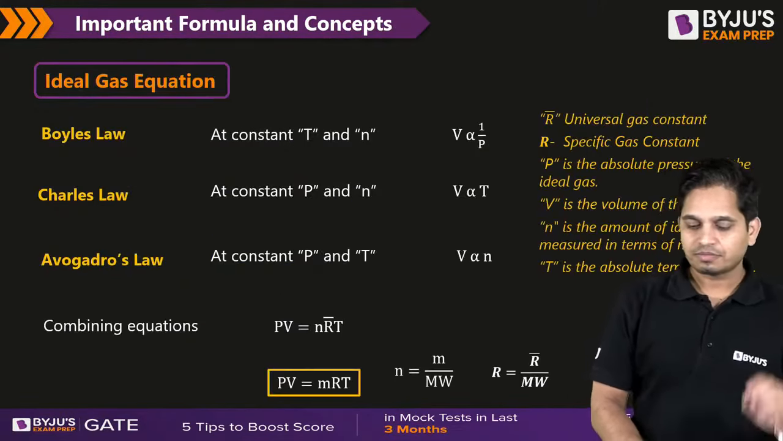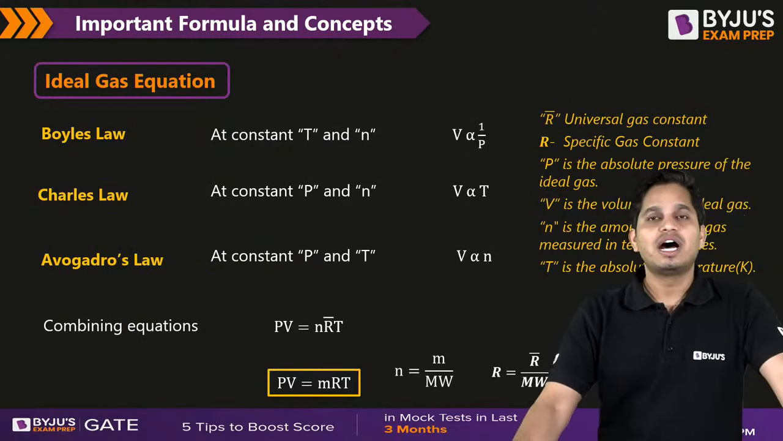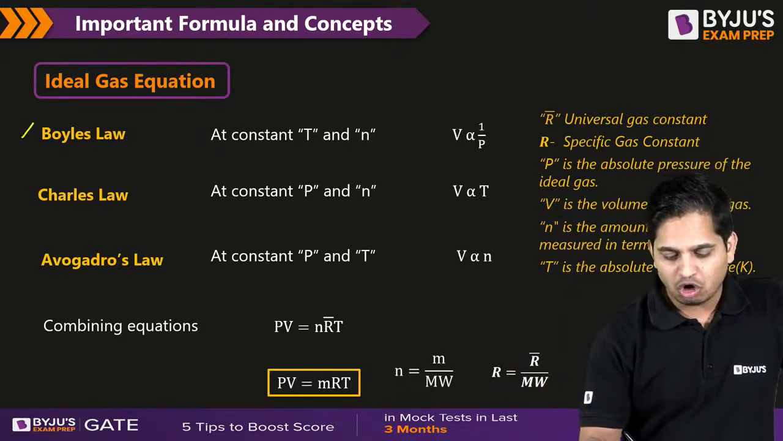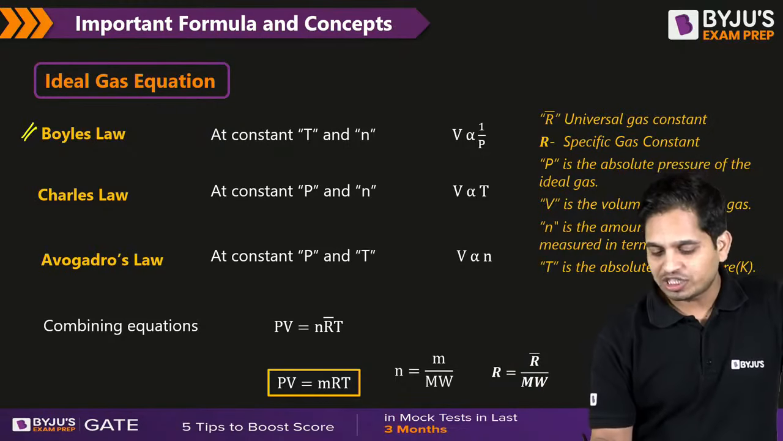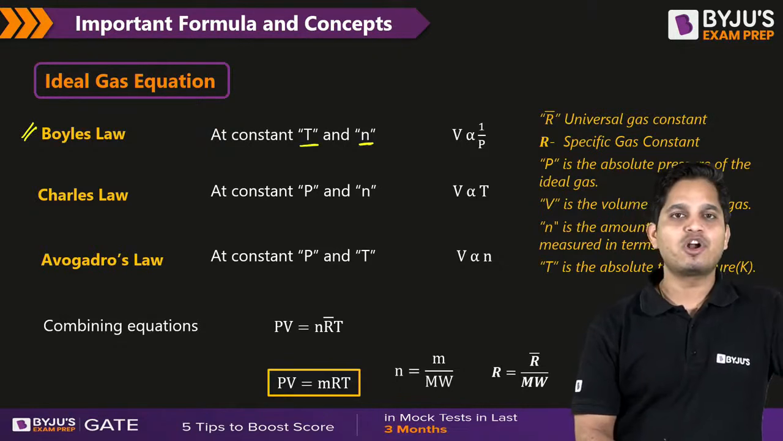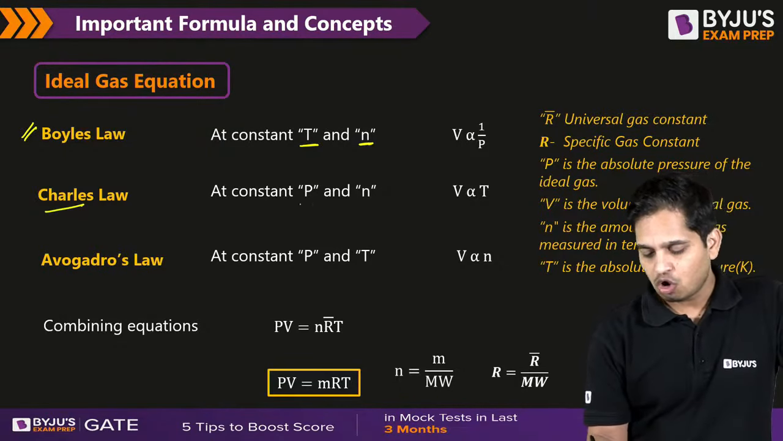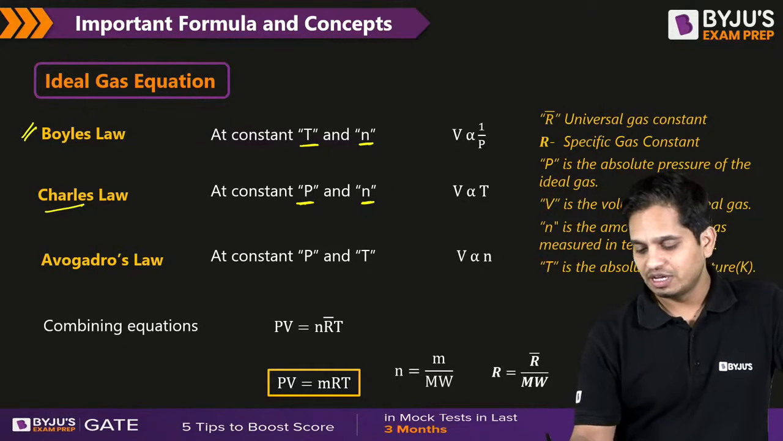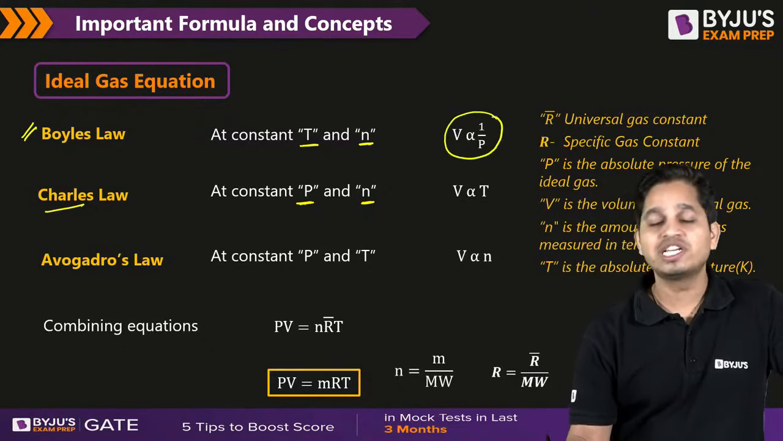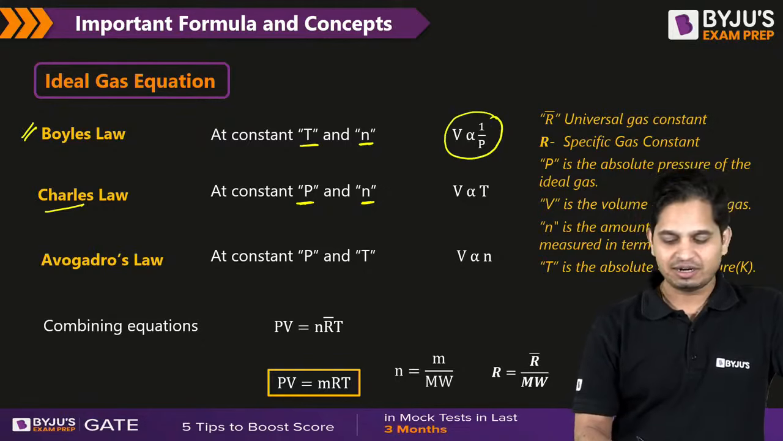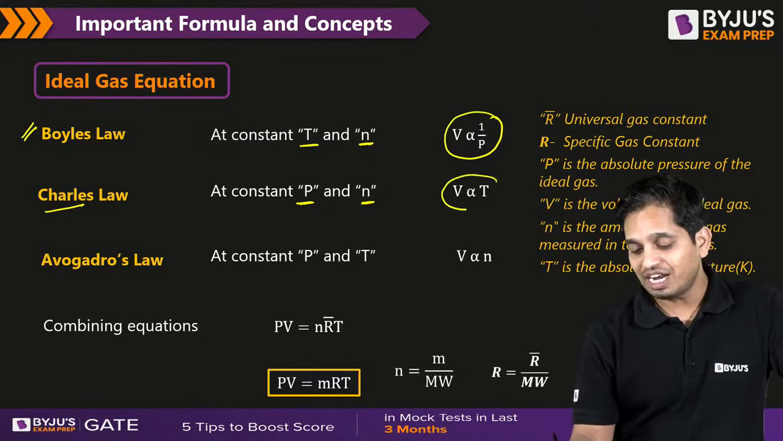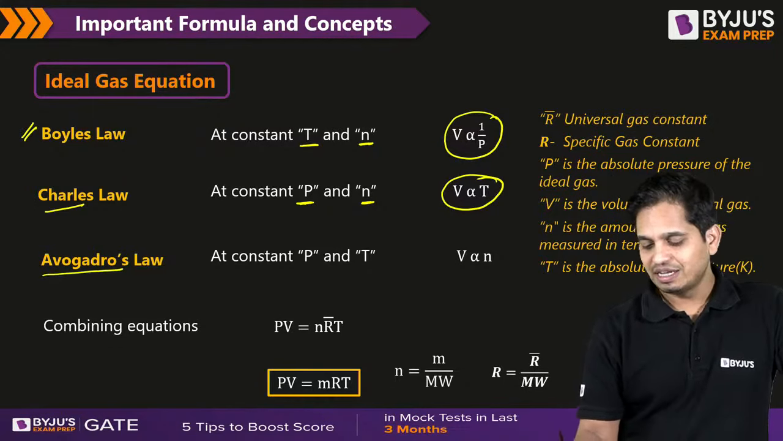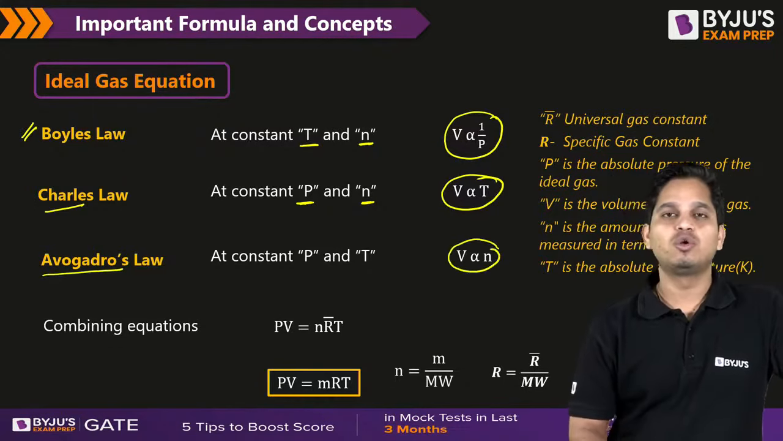Let's move on. Ideal gas equation. How do you get the ideal gas equation? We combine 3 laws. Boyle's law, which we apply at constant temperature and number of moles. Charles law, at constant pressure and number of moles. Boyle's law says volume is inversely proportional to pressure. Charles law says volume is directly proportional to temperature. And Avogadro says that volume is directly proportional to n.